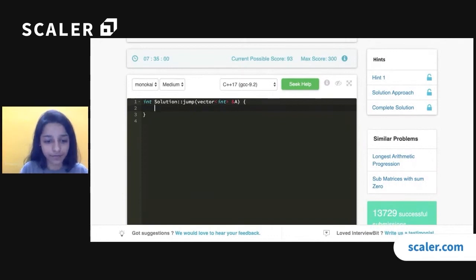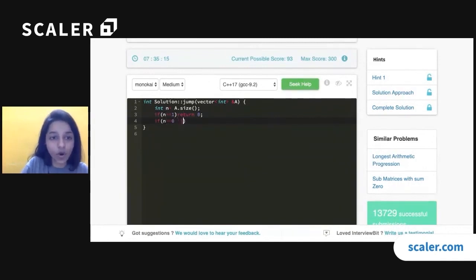So we'll take the size of the array, and if the size of the array is equal to 1, that means only one element, so we'll return 0. If the first element is equal to 0, in that case we will return minus 1, because we cannot reach the end element. That means we cannot go, right?